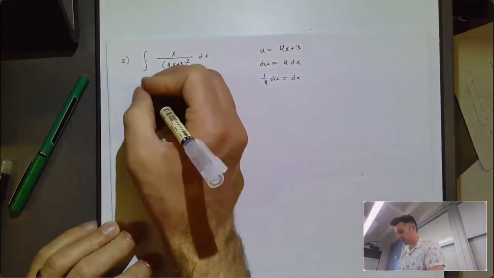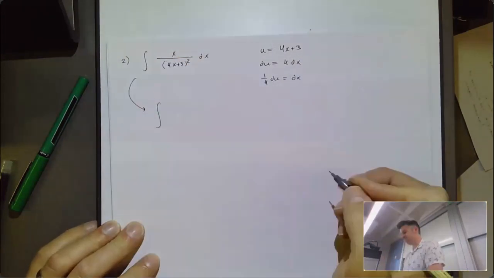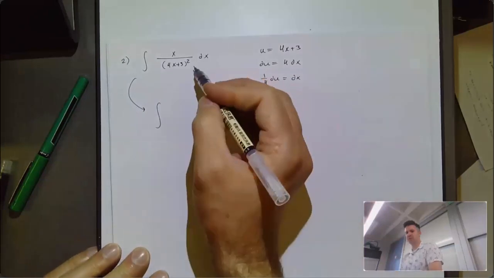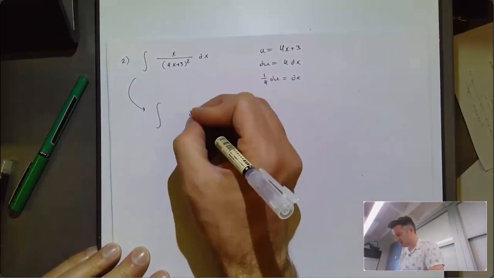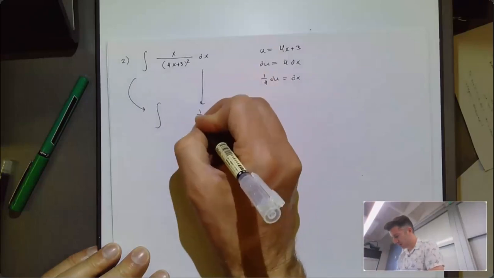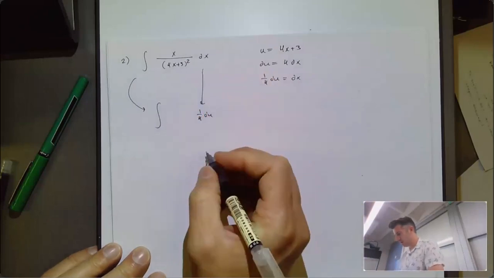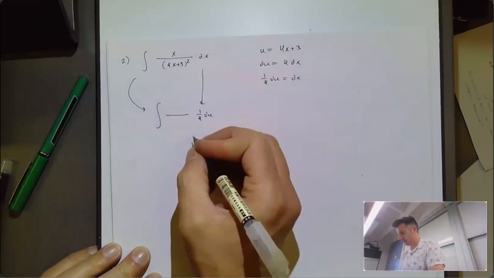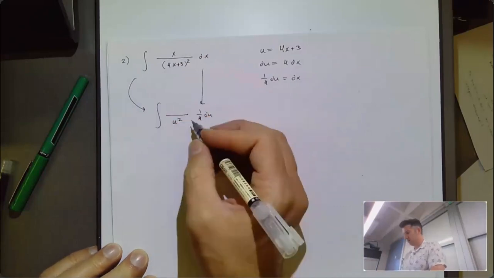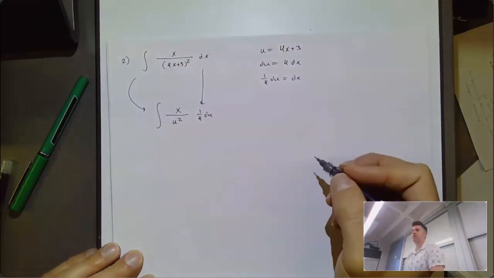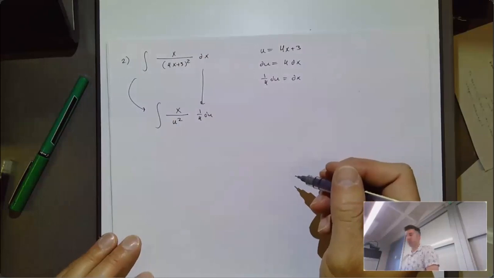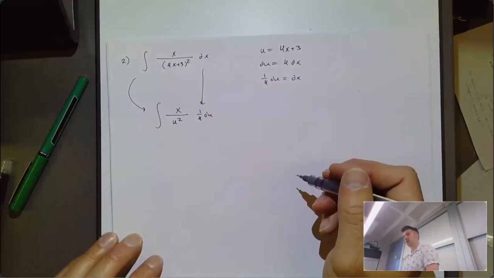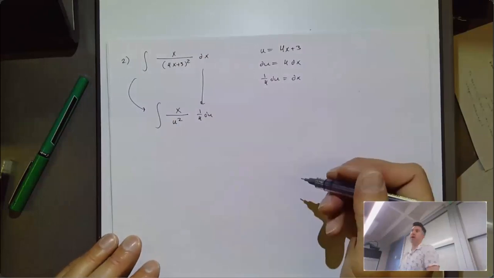So this integral is going to become the integral, so I see what to do with dx, right? dx is going to be 1/4 du. And I see what to do with the (4x plus 3) squared. That's going to be u squared. But what about the x right there? What do I have to do with that? Well, we have to do a back substitution.